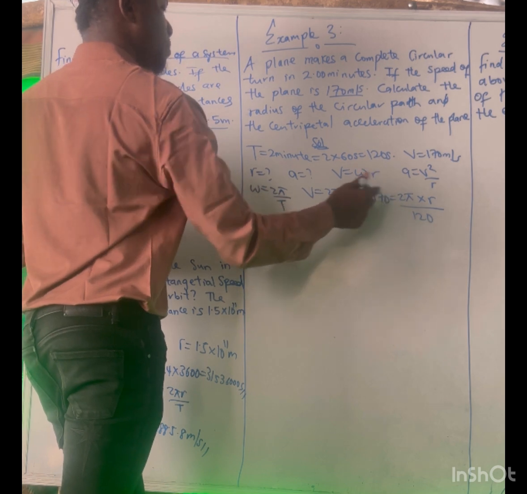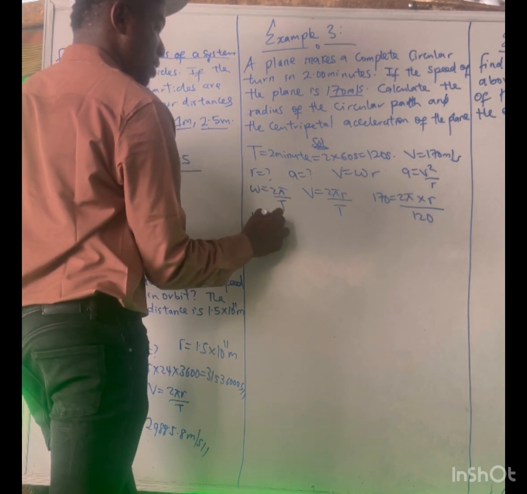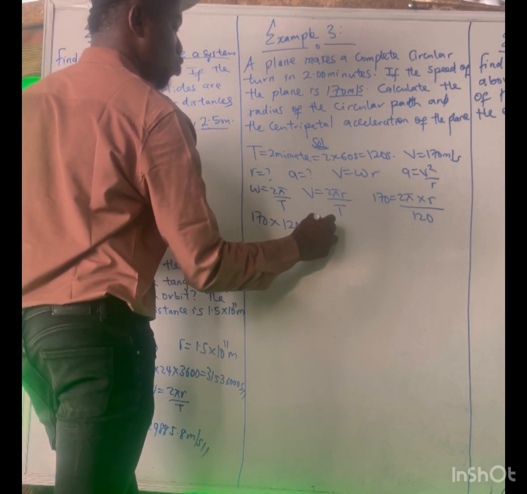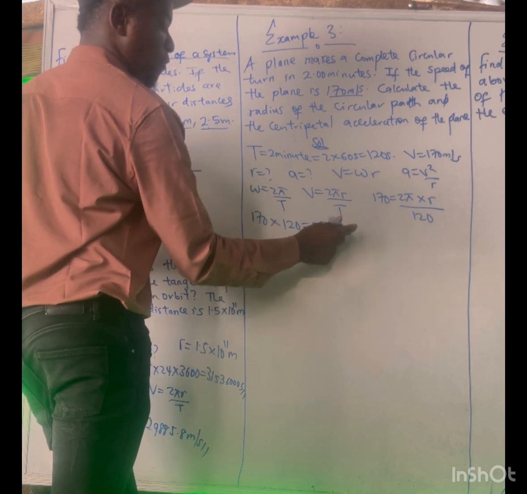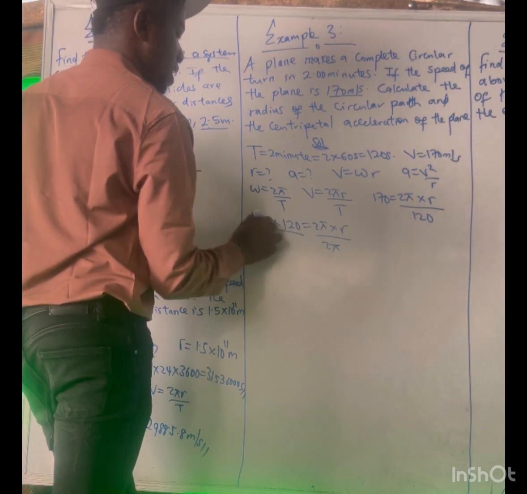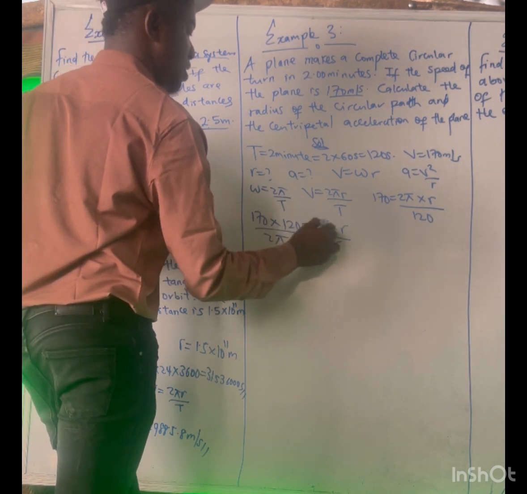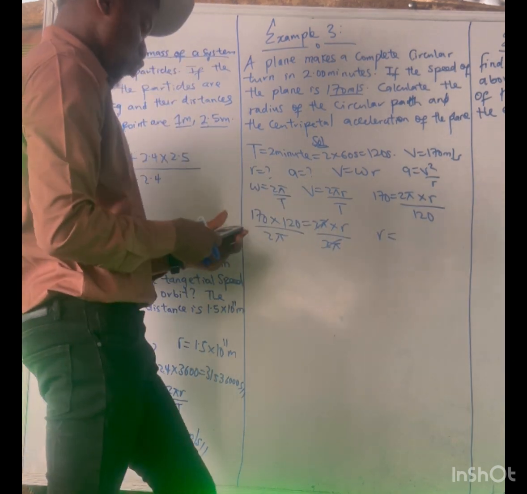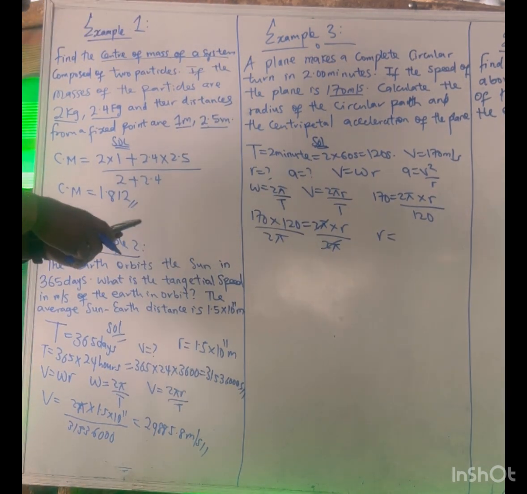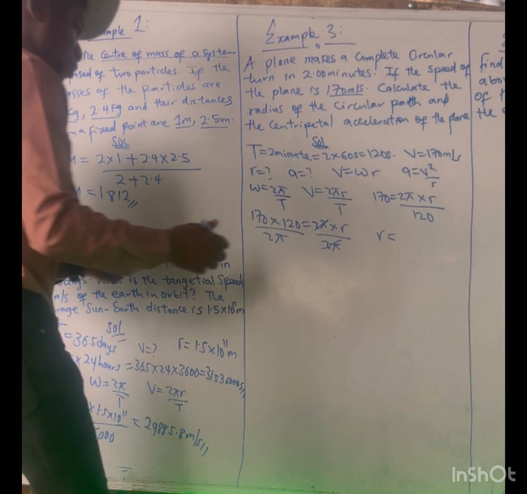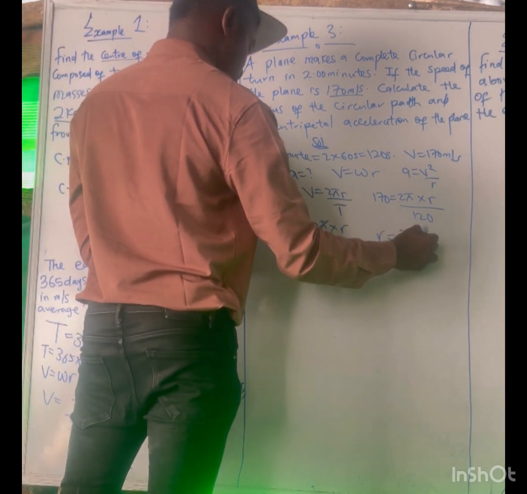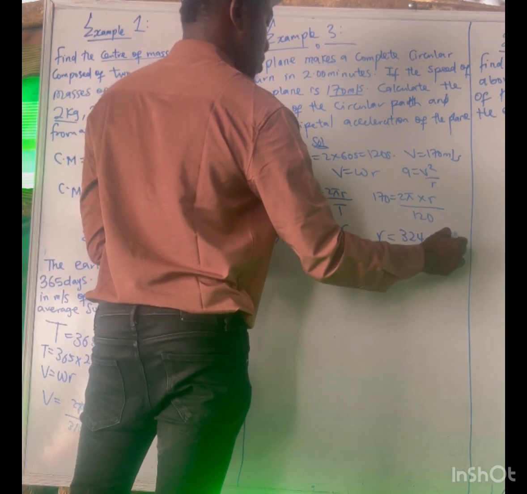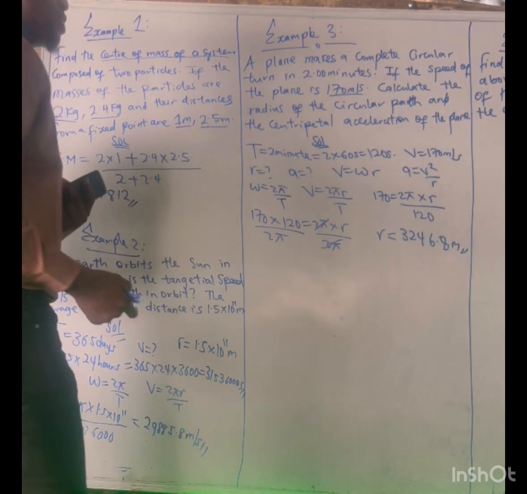So I can cross multiply, that will be 170 times 120 equals 2 pi times R. Since I'm looking for R, I can divide by 2 pi on both sides. This cancels this, then my R equals, so press on your calculator, 170 times 120, all divided by 2 pi. Then I'm going to get 3246.6 meters. So my distance is that.